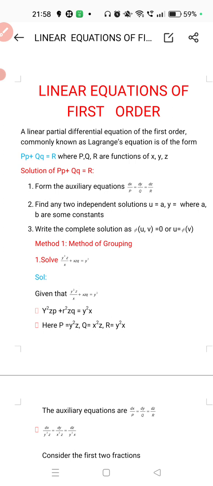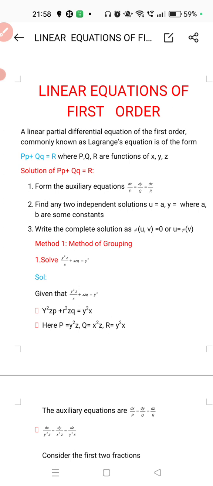The other common name for this linear partial differential equation is Lagrange's equation. It also has another name, quasi-linear equation. Why is this equation called a linear equation? Because here P, Q, R are independent of z.